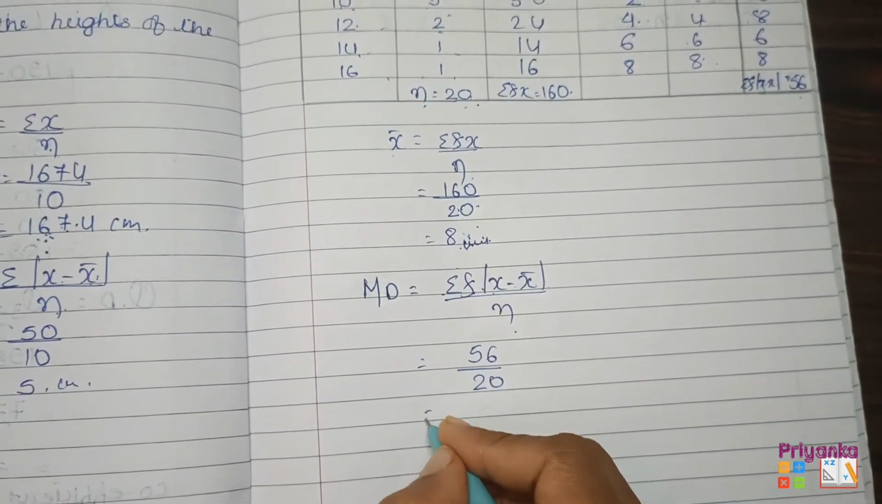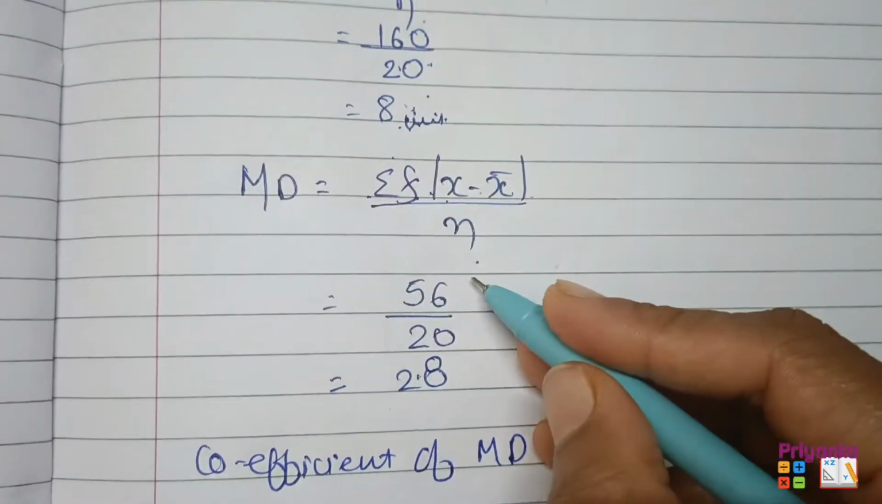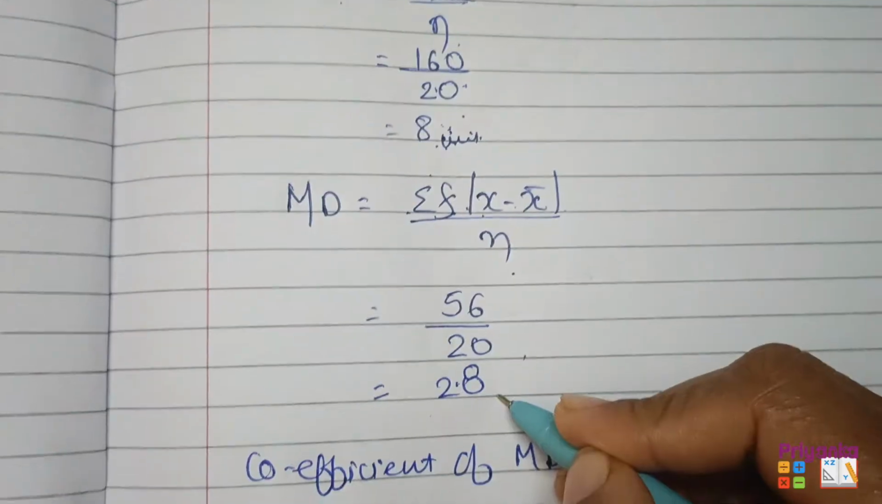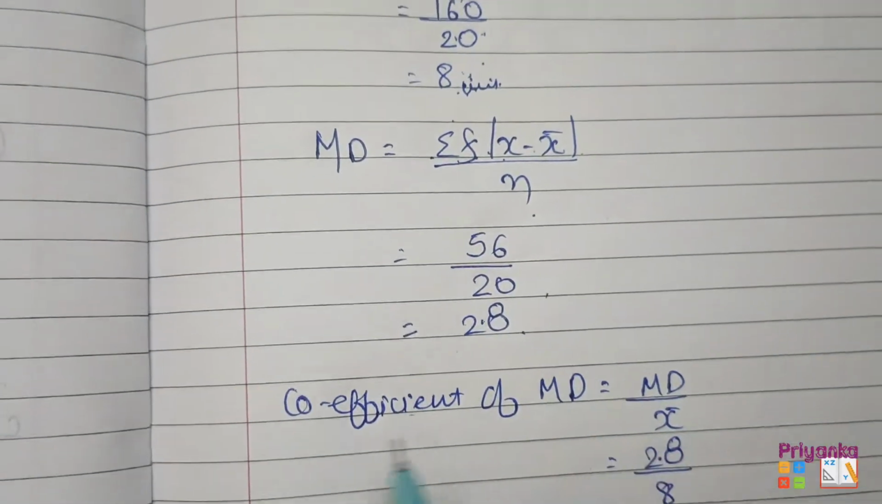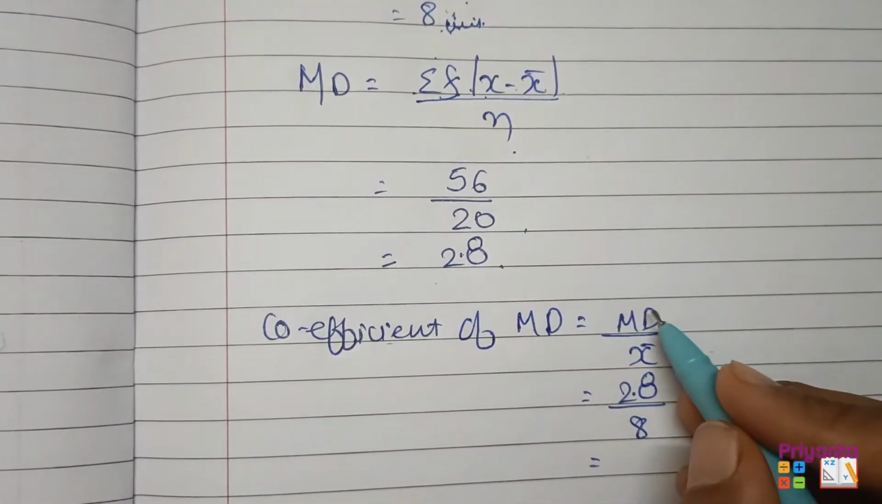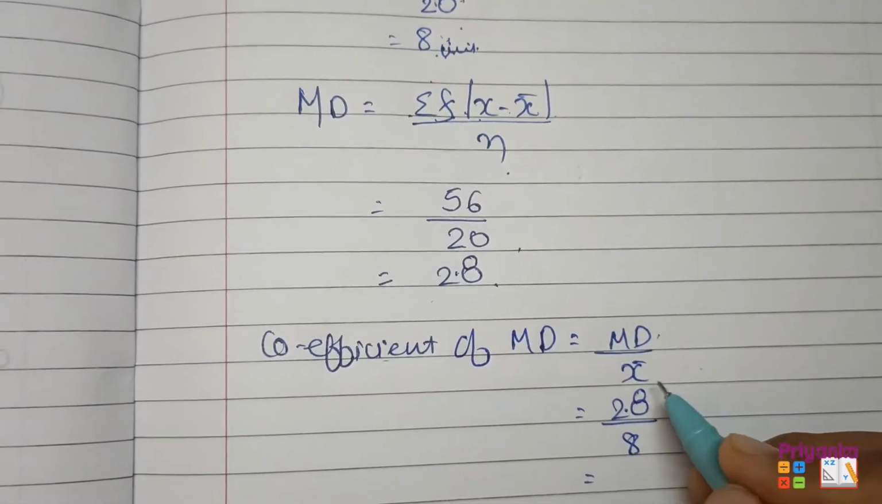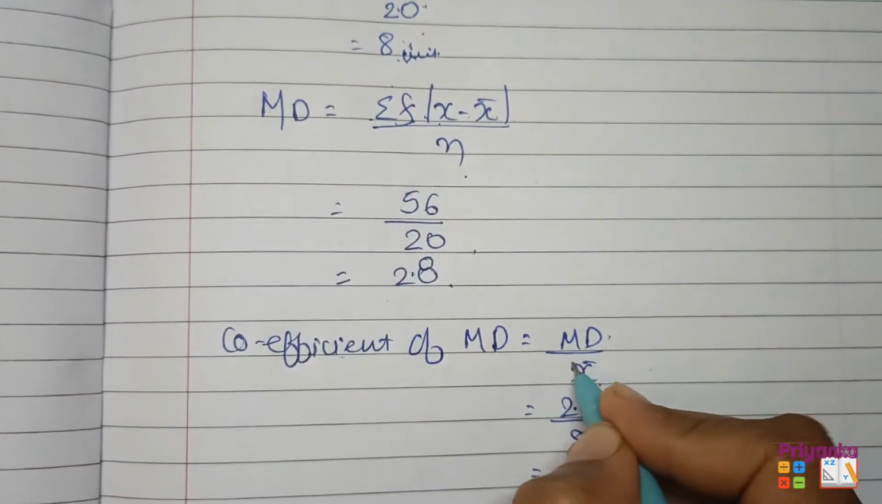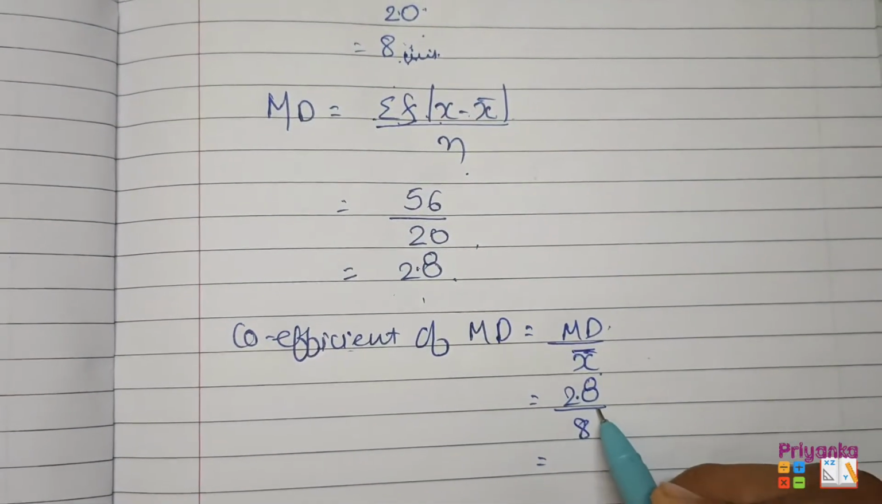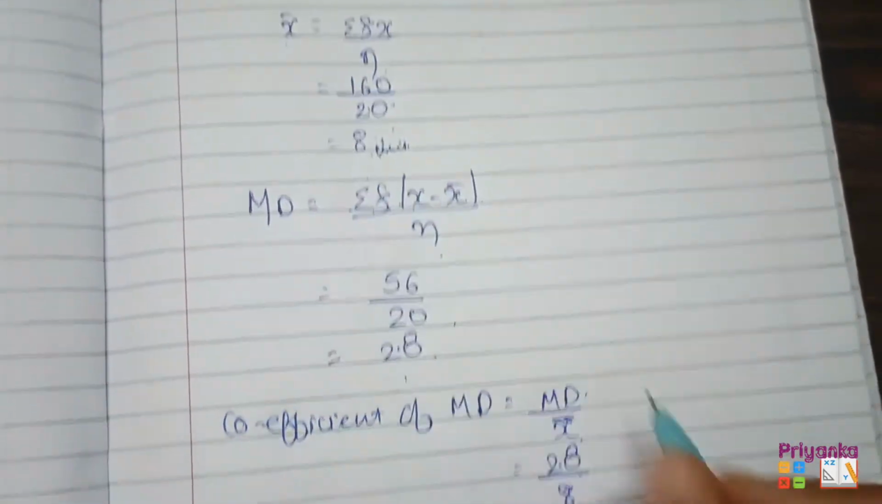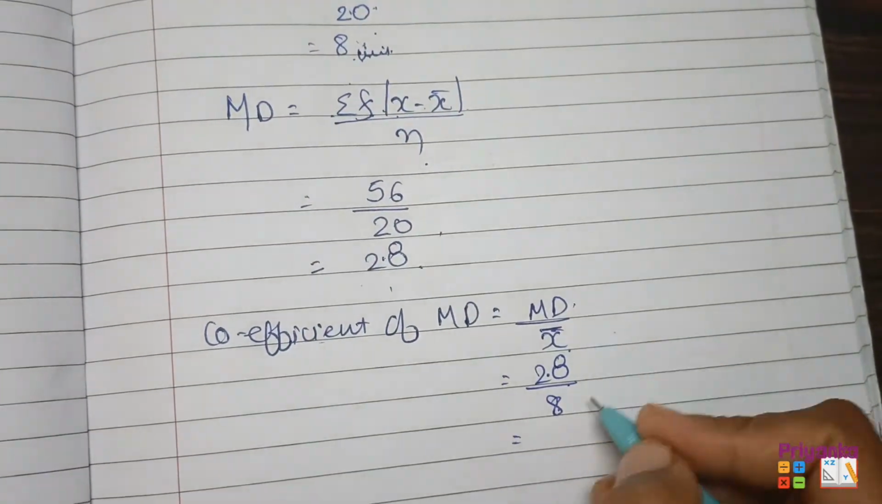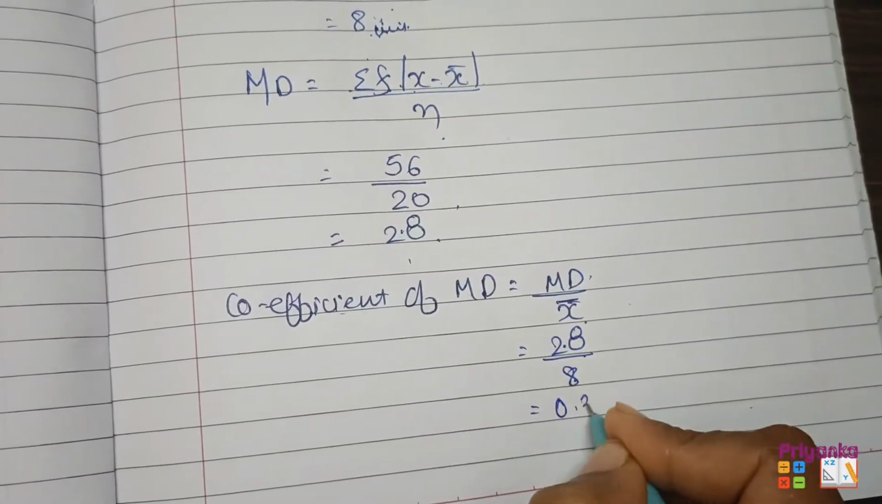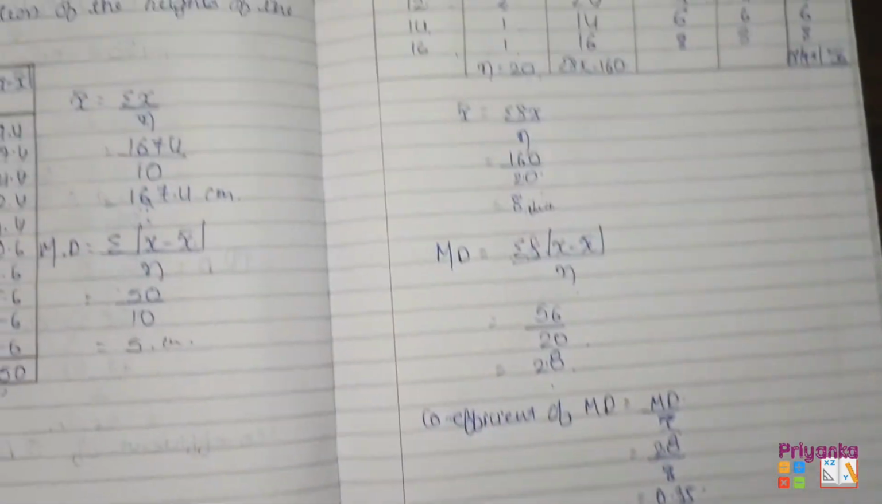Calculate them. On division of 56 divided by 20, you will get 2.8. Then for the coefficient of mean deviation, we have to take the value of mean deviation divided by mean. Mean deviation is 2.8, and the mean which we found before was 8. So divide them, you will get the answer 0.35. Moving to the next question.